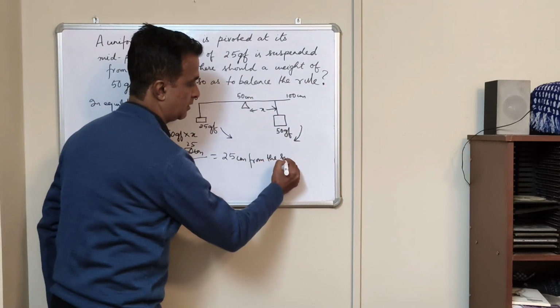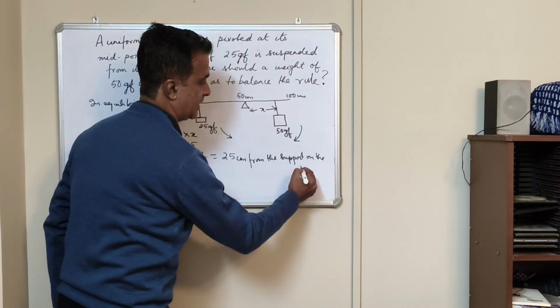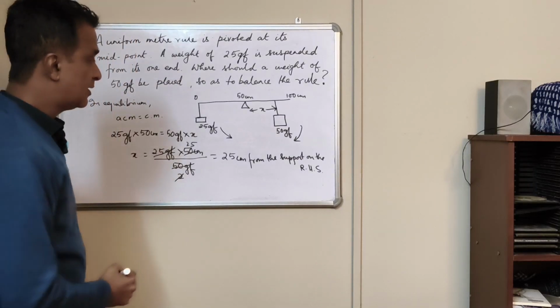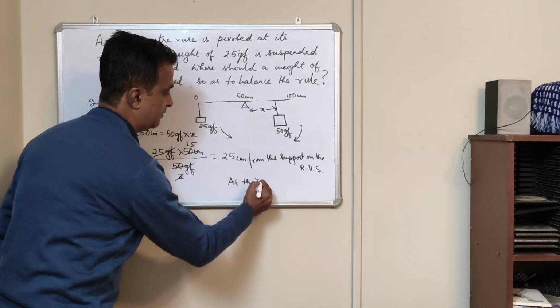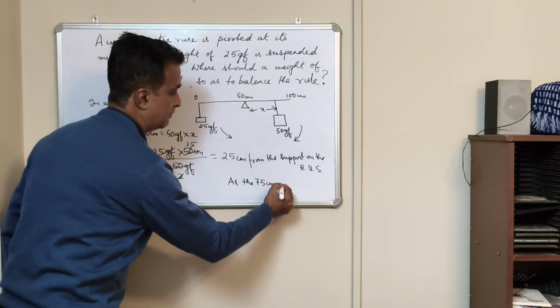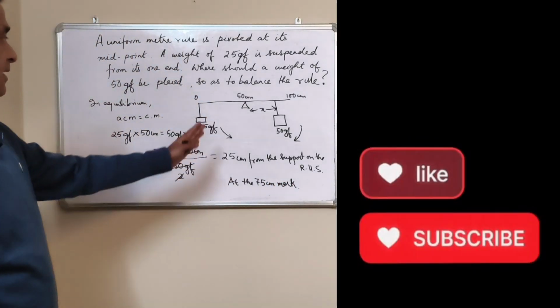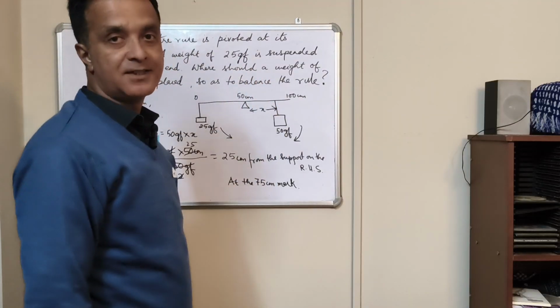From the support on the right hand side. Another way of writing the answer would have been at the 75 centimeter mark, since we have a drawing to support what we are saying. So here's 50, another 25 centimeters will make it the 75 centimeter mark.